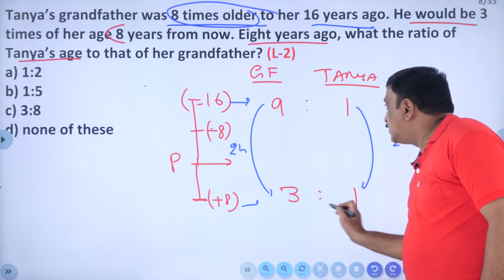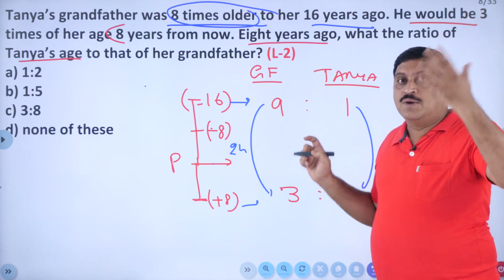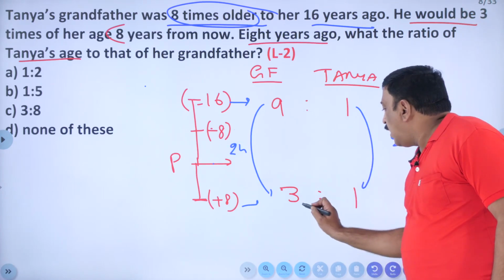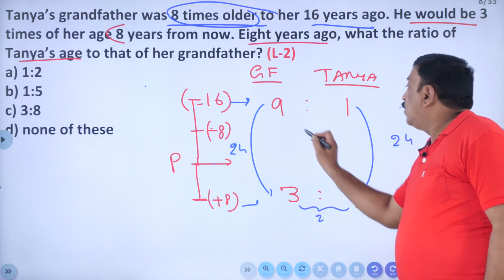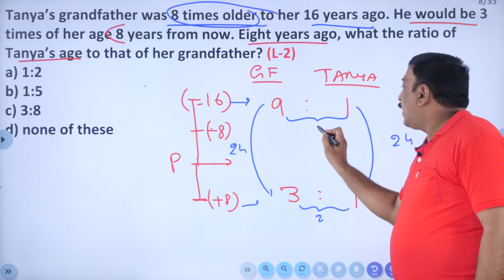Here it is 2 parts. Here it is 8 parts. 2 parts, 8 parts. I'll make here a little bit 2. Here it is 8.